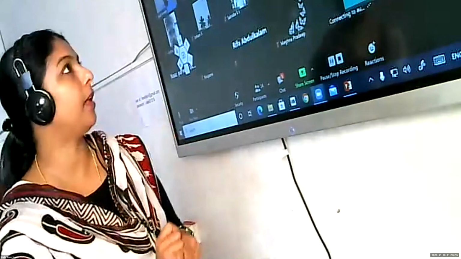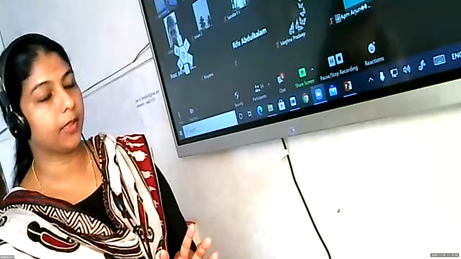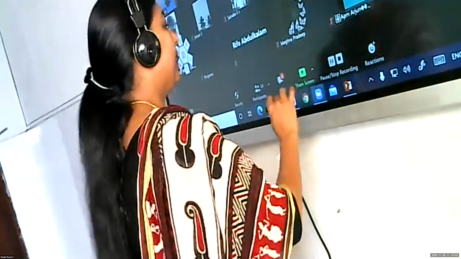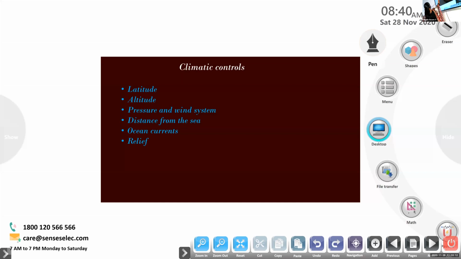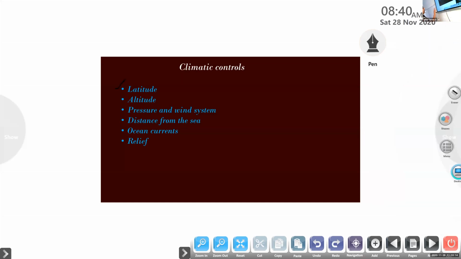Next we discuss the factors which affect the climate of a place. Clear? I think we just started the portion. Let us see what factors affect the climate of a region, of a place. Not of India. First, understand the meaning of all these points. After that, we will discuss the factors affecting the climate of India. Here we are discussing factors affecting the climate of a place. The first factor is latitude. What is latitude?